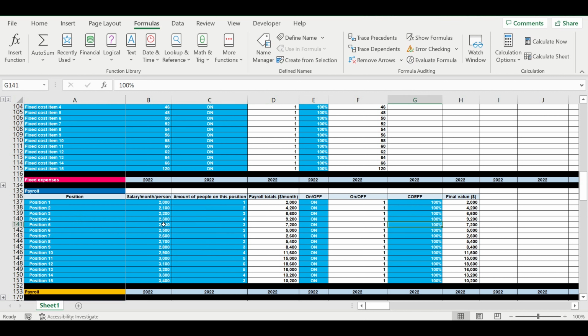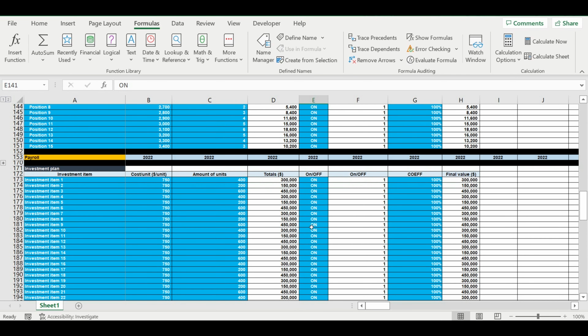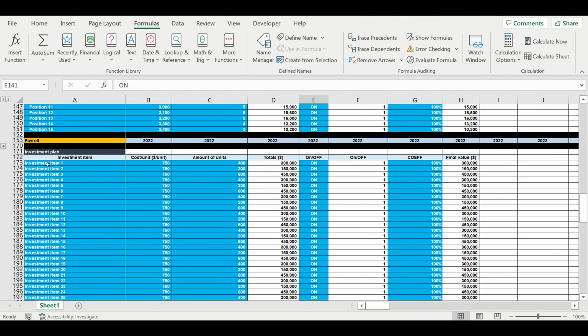So without working manually with this data, you can just increase or decrease this expense and see what will happen, or completely switch off this expense from calculation. So you have a variety of actions in case of scenario analysis. Then you have an investment plan. Here you specify what you invest in, what is the price per unit, and how many units you are buying. Then you can also switch on and off this or that investment item from calculations.